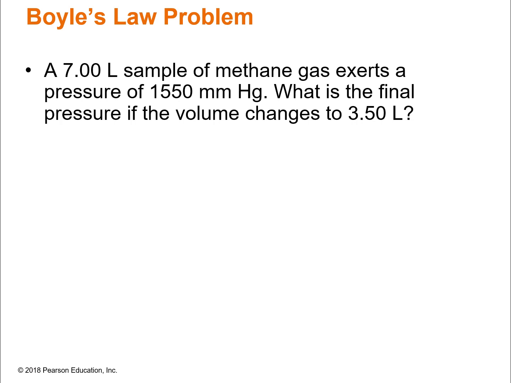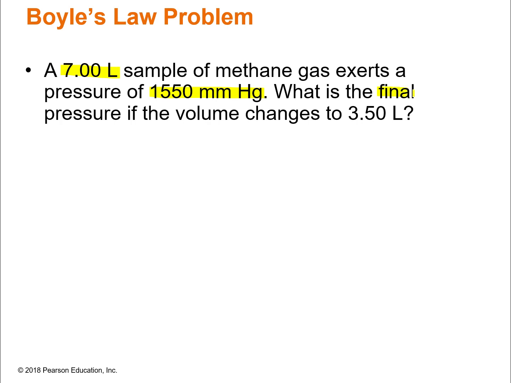A 7-liter sample of methane gas exerts a pressure of 1,550 millimeters of mercury. What is the final pressure if the volume changes to 3.50 liters? Always pay attention to the numbers. They may not always be relevant, but it's a good place to start. We've got a 7-liter sample with a pressure of 1,550 millimeters of mercury.